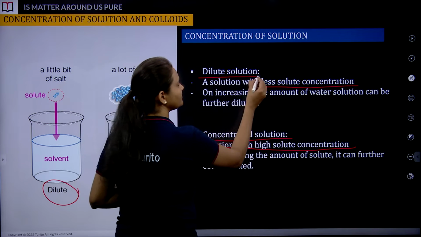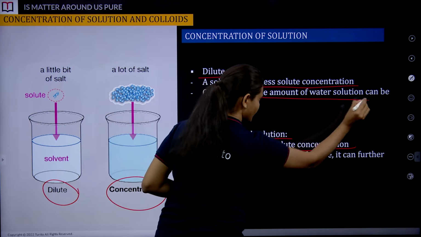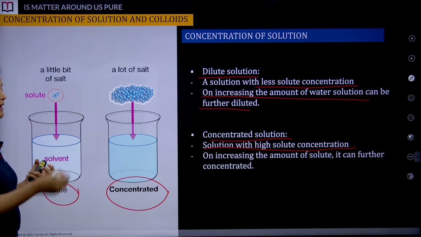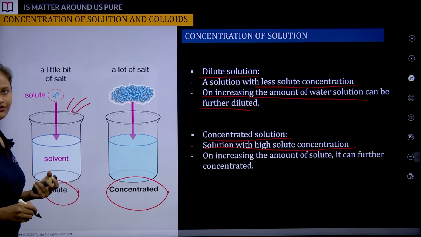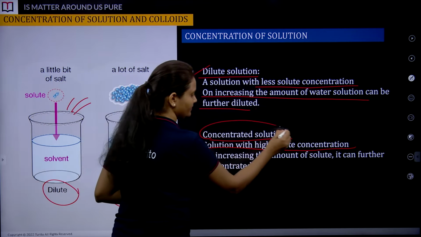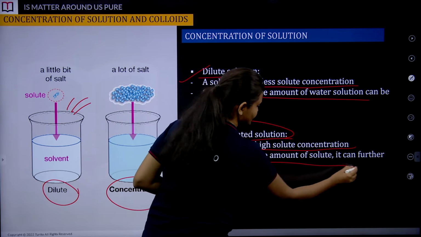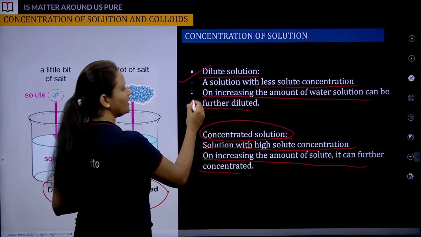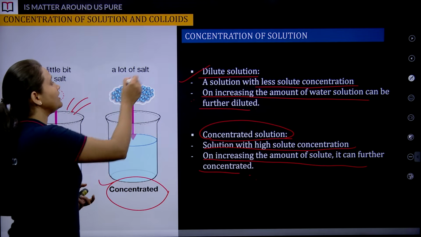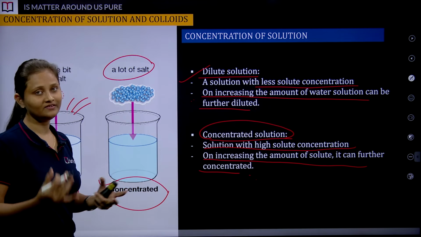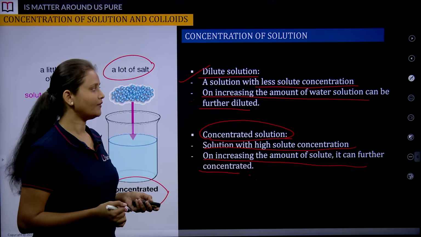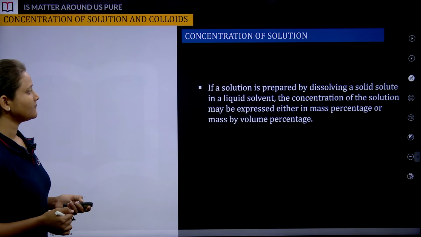Next, in a dilute solution, on increasing the amount of water, the solution can be further diluted. You can dilute this type of solution by adding more water. Here in terms of a concentrated solution, on increasing the amount of solute, it can be further concentrated. Here you have added water to make it dilute. In a concentrated solution, you can add more salt to make it more concentrated. Got it? Let's move ahead.